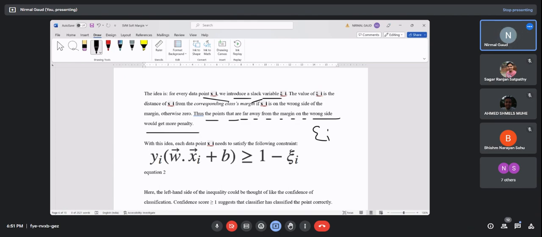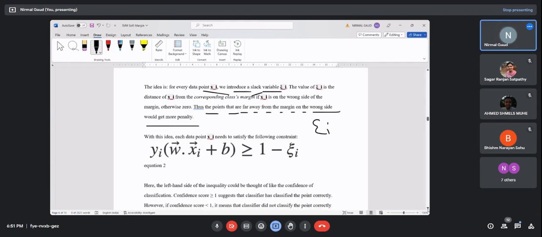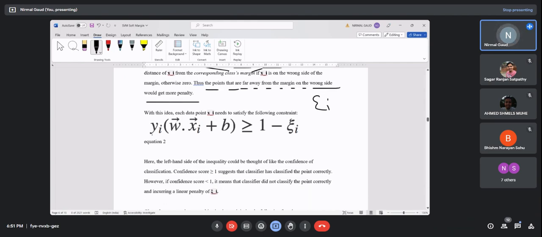Here is the formula. With this idea, each data point xi needs to satisfy the constraint. Now we have changed the constraints. This was your equation till here when you were considering the hard margin, but now you have to introduce a slack variable also. One more variable is introduced when we are working with a soft margin, and this is the error penalty you have to impose.